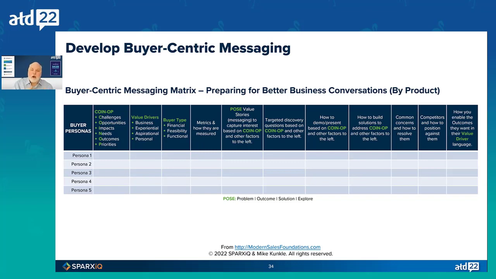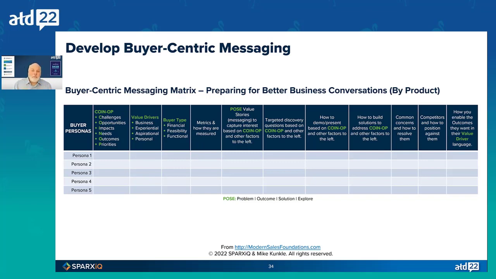What are their value drivers that we talked about earlier? What are their buyer types? Are they a financial buyer? Feasibility? Are they judging how feasible it is? Are they judging the functional, the people that actually are going to use your product at the front line? What are their metrics? How are they measured? What are the value stories, the messaging that matters to them based on CoinUp? What questions should you ask, and how should you do discovery based on CoinUp?